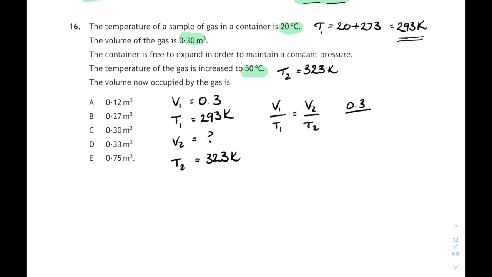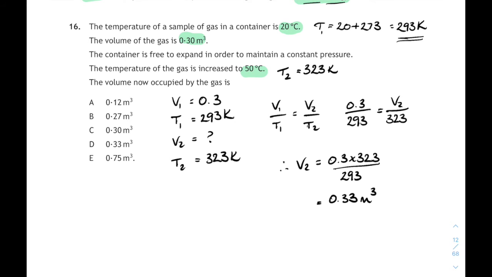Then we want to rearrange that to find V2. It might be easier putting the numbers in first. So V1, 0.3, over 293 equals V2 over 323. So if we multiply both sides by 323, we'll get V2. So 0.3 times 323 over 293 gives us an answer of 0.33 cubic meters. The volume only goes up by a very small amount because the temperature's only going up by a small amount. So temperature goes up, volume goes up. That's answer D. Okay, moving on then.